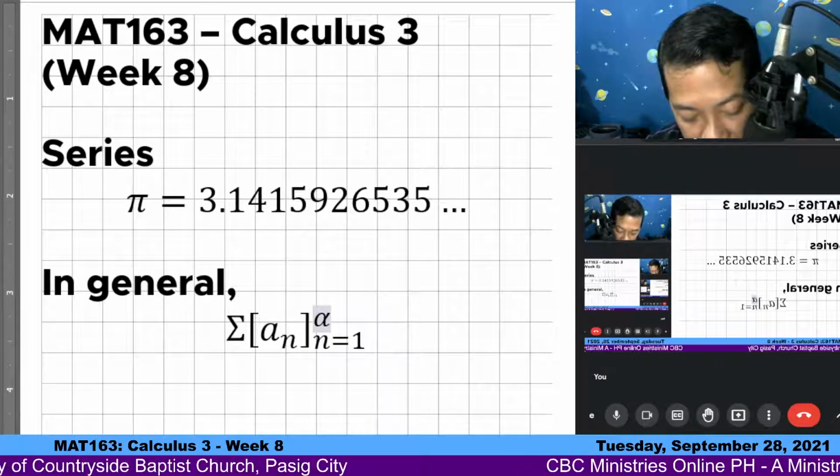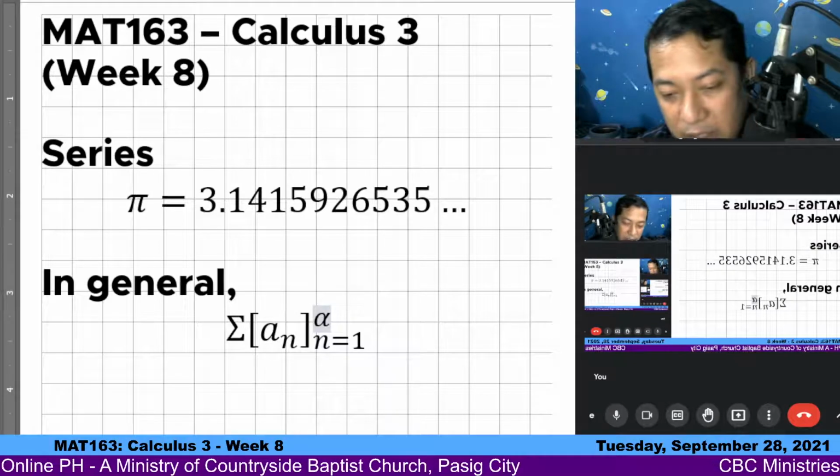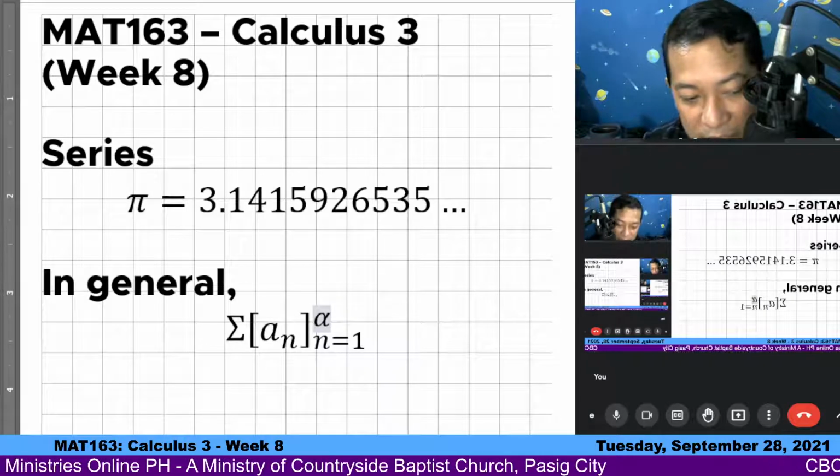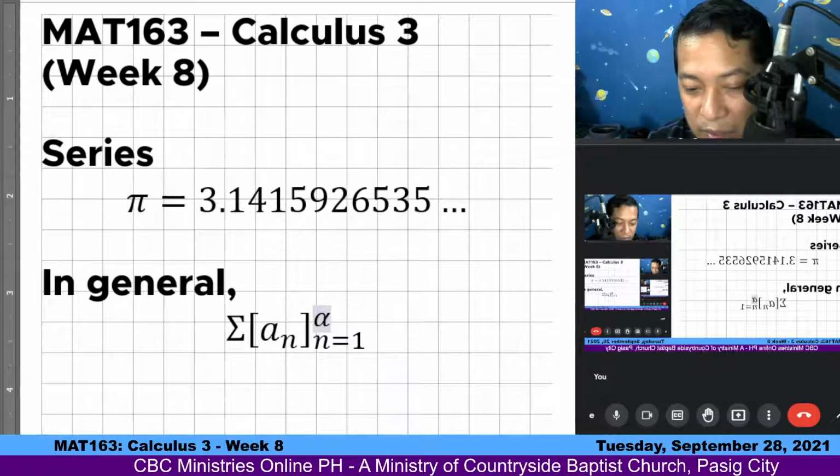Nevertheless, we welcome you to our Calculus 3, MAT163. This is our week 8. We're now dealing with sequences. We already discussed sequence, and this midterm will be focusing on series.